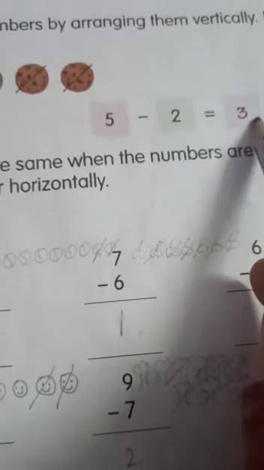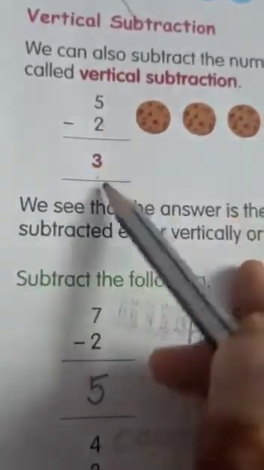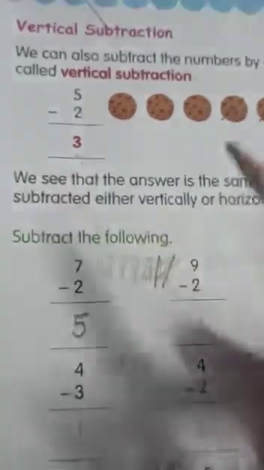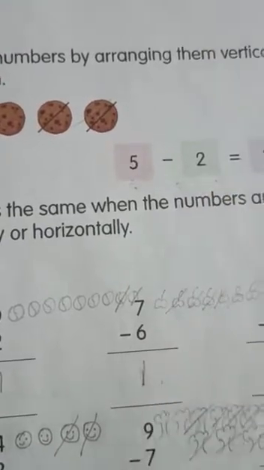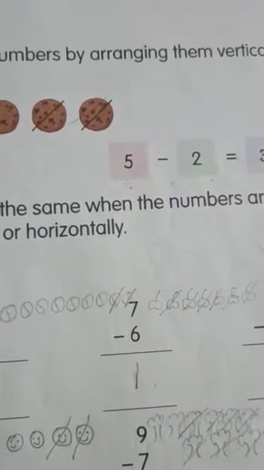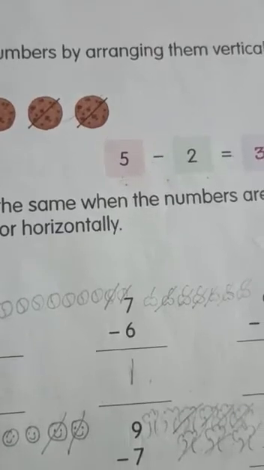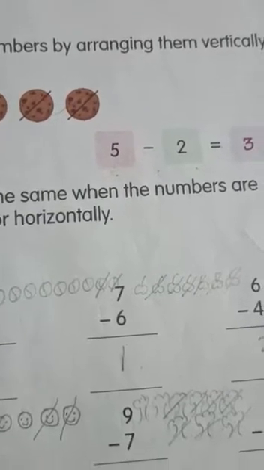Vertical subtraction. Till now we have done subtraction horizontally. Now we are doing subtraction vertically. So we can write it like this. 5 minus 2 is equal to 3 can be written vertically as well. Now you can see here, 5 minus 2 is equal to 3. So when you do the subtraction either horizontally or vertically, the answer is the same.